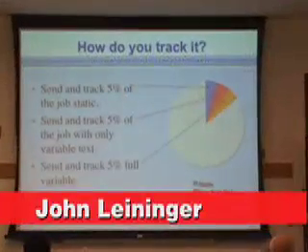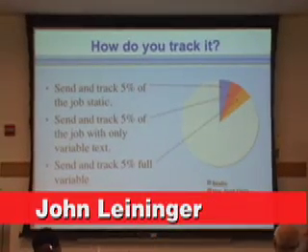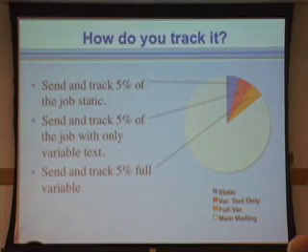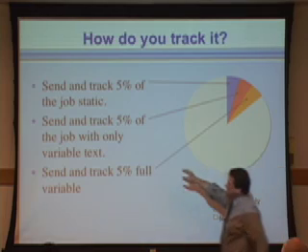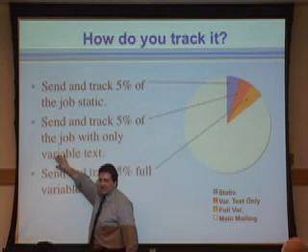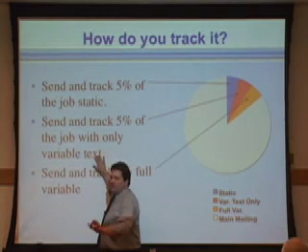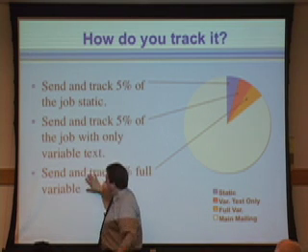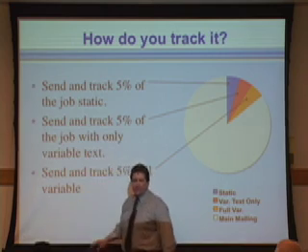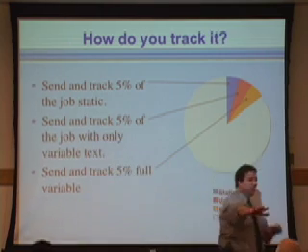So what we want to do with tracking it, and I'm right at the end here, I'm just going to go through a couple of slides. We want to send 5% of it out static. I try to get people to send 5% out with variable text and no variable graphics, no pictures, because sometimes that's enough. And then 5% out that's full variable. Now how do you do that? You don't need to know that.